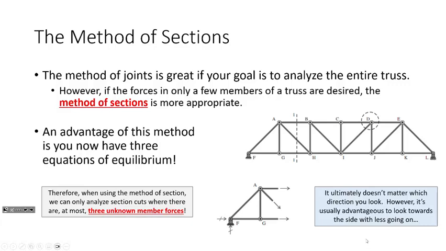So what that means is whenever you're applying the method of sections, you can cut a section through any point in the structure, but it can only contain at most 3 unknowns, okay? So with truss joints, when we were looking at the truss, we had to analyze joints that had at most 2 unknowns. Now with the method of sections, we can look at sections that have 3 unknowns because we have that additional equation of equilibrium.